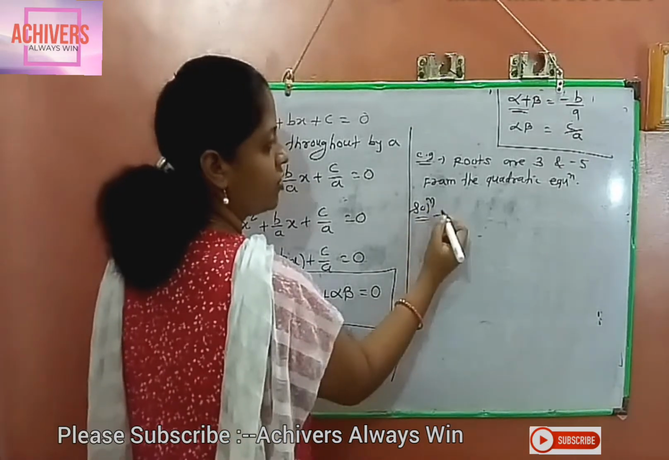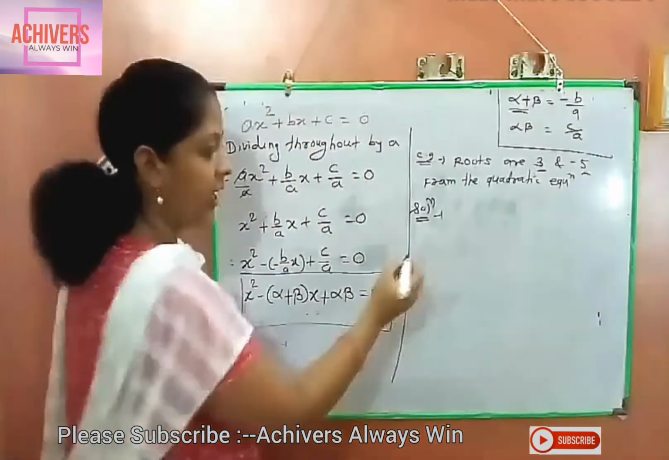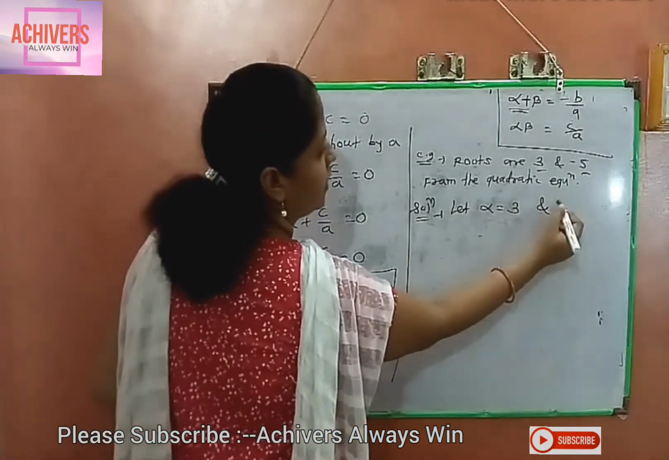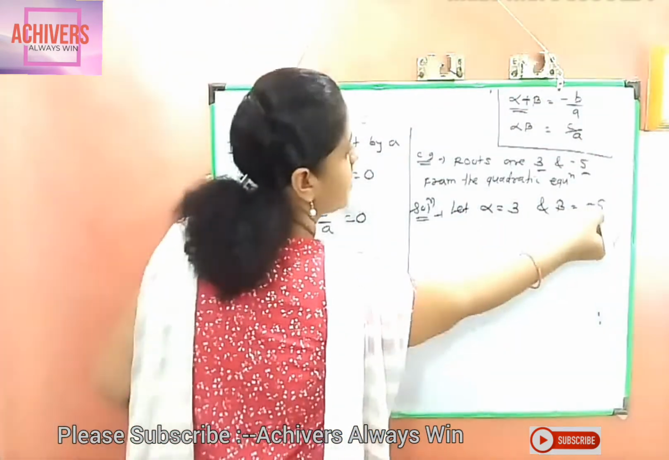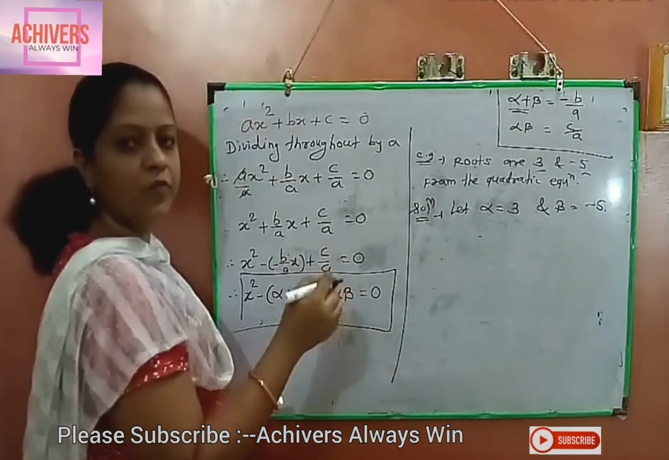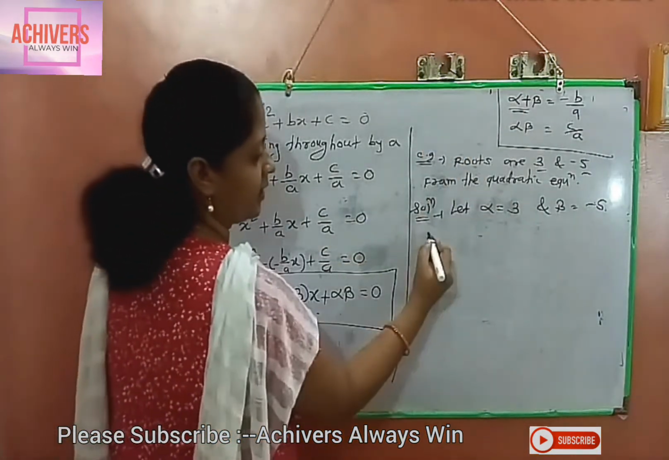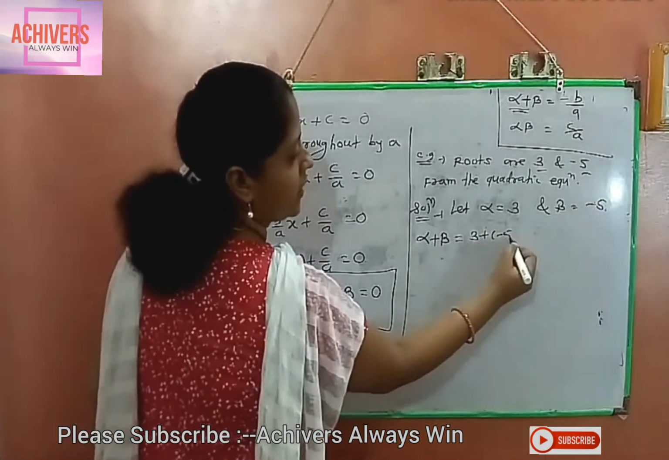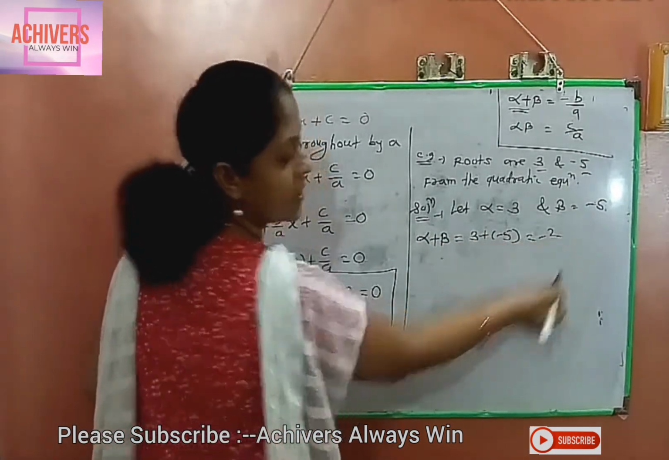Solution. Which values are given? 3 and minus 5. Let the first root alpha be equal to 3 and beta be equal to minus 5. Then find which value? Alpha plus beta, the sum of those two roots. 3 plus minus 5, plus minus minus, we get the answer minus 2.